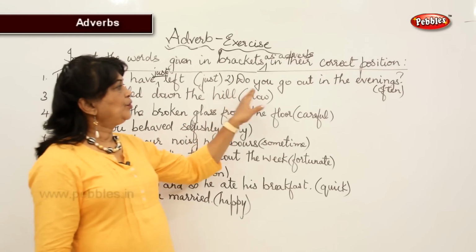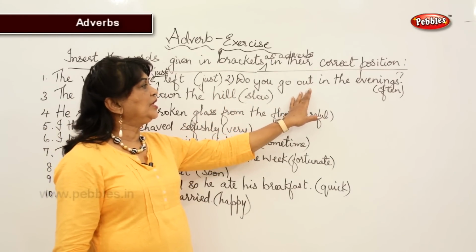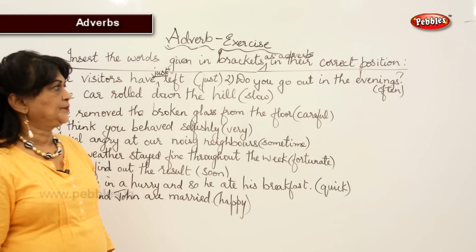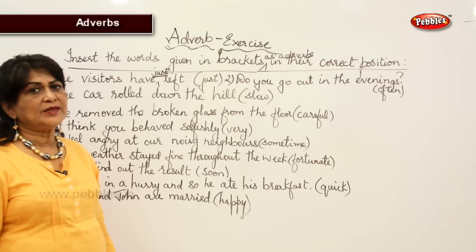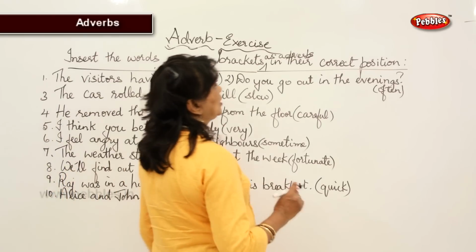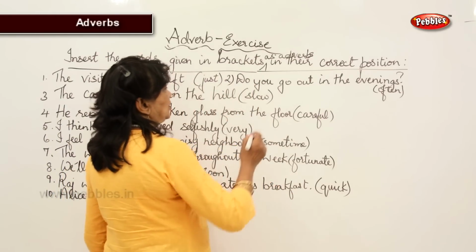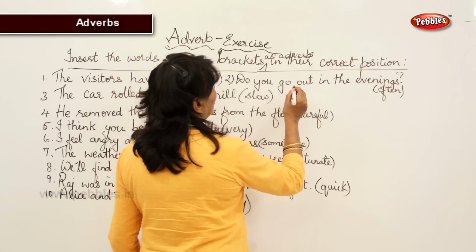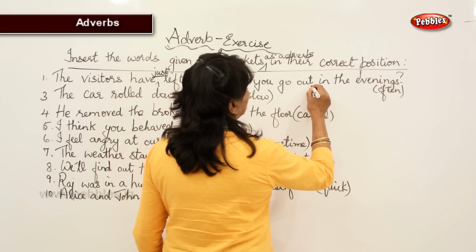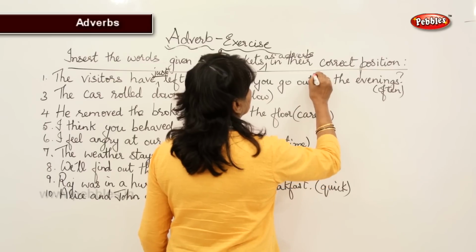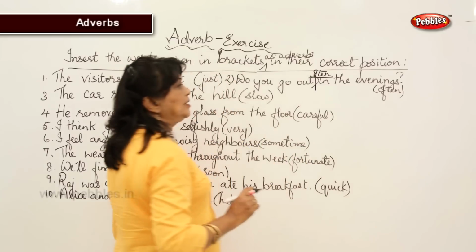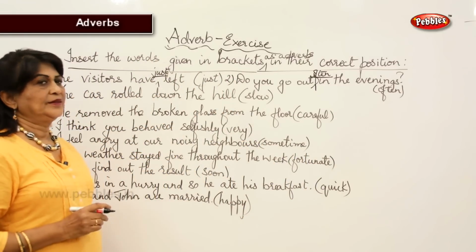Next one, do you go out in the evenings? And the word I have given is often. This is an adverb of frequency. Do you go out in the evenings? Do you often go out, or do you go out often in the evenings? Often by itself is an adverb.